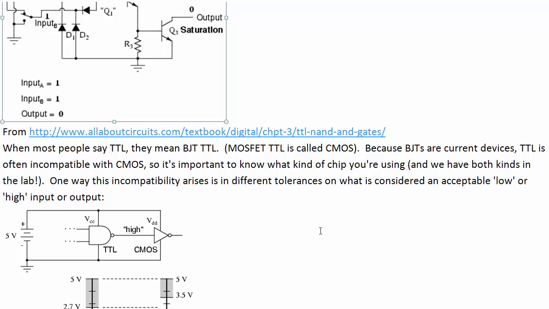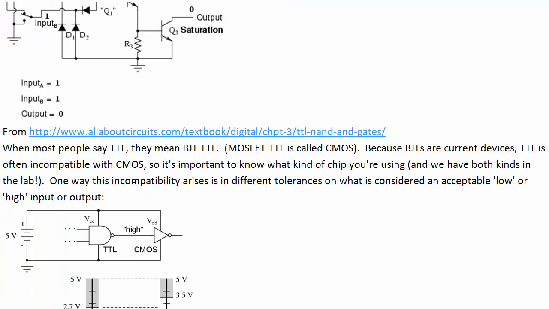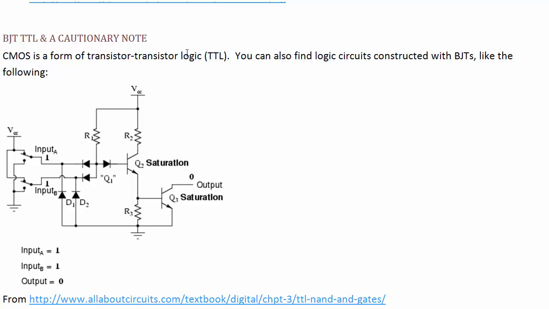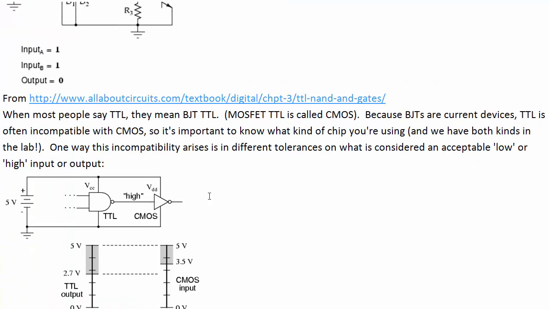So it's really important for you to know which kind of chip you're using, because we have both in the lab. So if you just go over to the side and grab an AND gate, you have to look up what part it is and see whether it's TTL or CMOS, and be careful how you're hooking up one to another one.